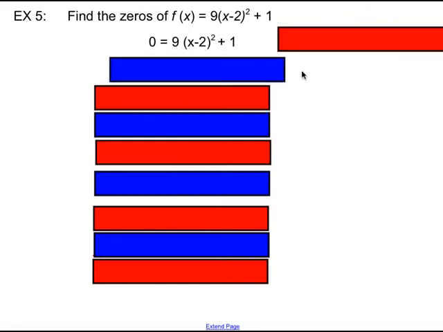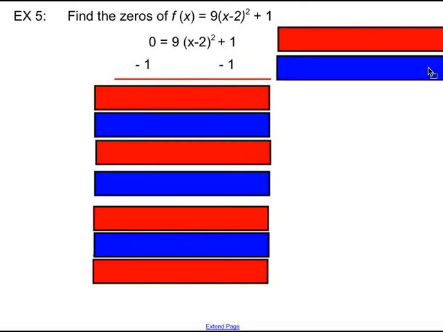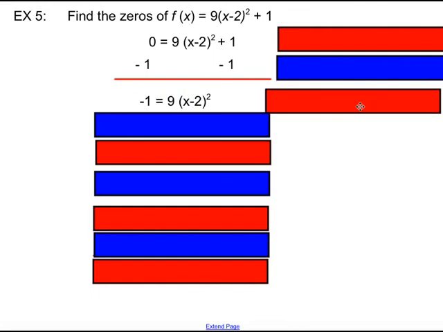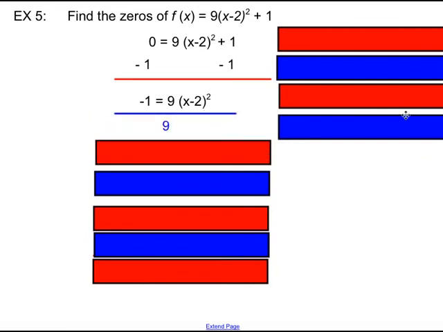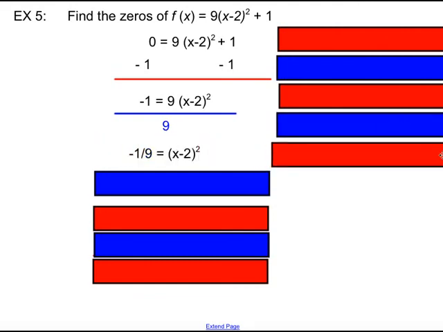Now we're going to subtract 1 from both sides. 0 minus 1 is negative 1, so we're at negative 1 equals 9 times the quantity x minus 2 squared. Now I can't get rid of a square until I get rid of multiplying whatever's in front, so I divide both sides by 9, or basically multiply both sides by 1/9. Now when I do so, I end up with negative 1/9 equals x minus 2 quantity squared.